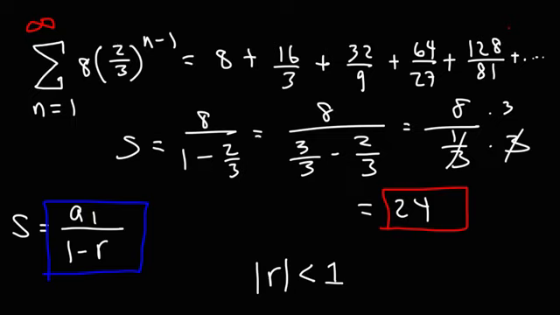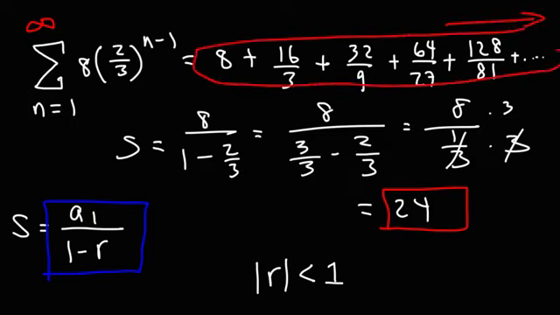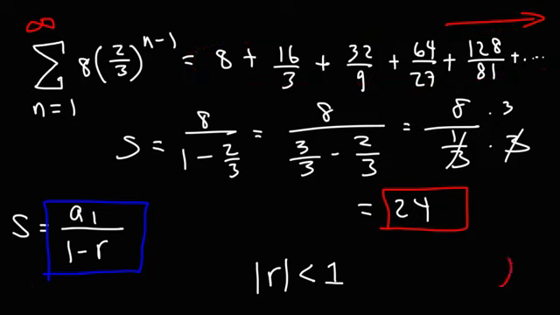If you were to continue this list and you were to add all these numbers, you'll find that the sum will converge to 24. As you add each number in the sequence, you're going to get closer and closer and closer to 24. So that's it for this video. So now you know how to evaluate functions when it's presented in summation notation.